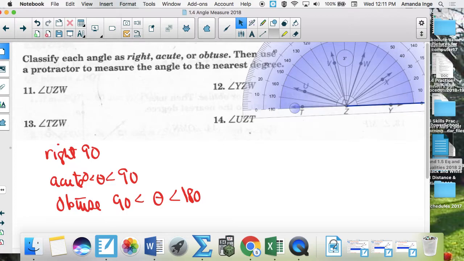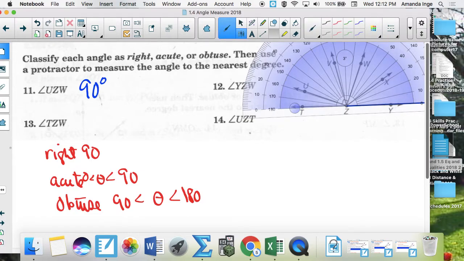So U, Z, W. 90. I suppose it's 90 degrees, right angle. Like I said, it's got the little right angle symbol, so yes, we know it's 90 degrees. Okay, I'll Google it. I'll get rid of this.